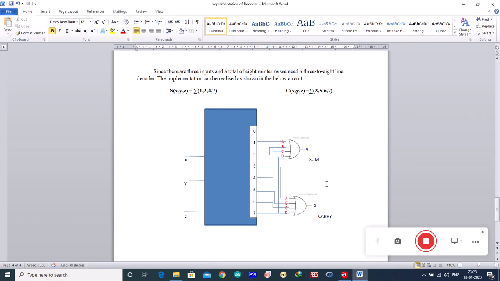This way you can implement any given combinational logic, not only the full adder, but any given combinational logic. Let's meet in the next lecture with some other topic.